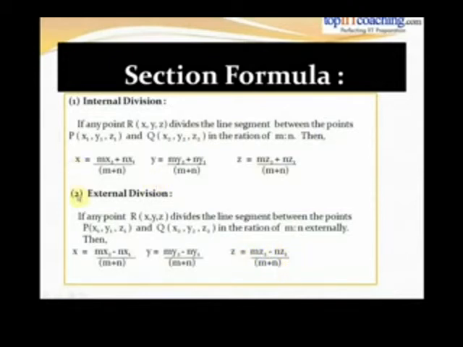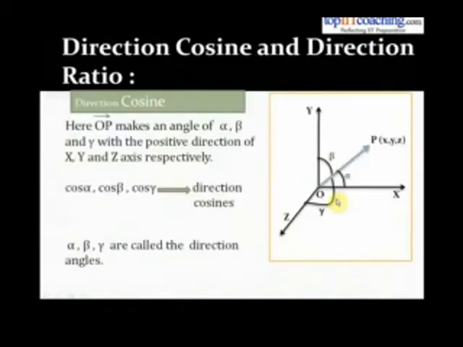Thus this is the formula for the internal division and the external division. Now direction cosines and the direction ratio. Now let's first try to understand what we mean by direction cosine.